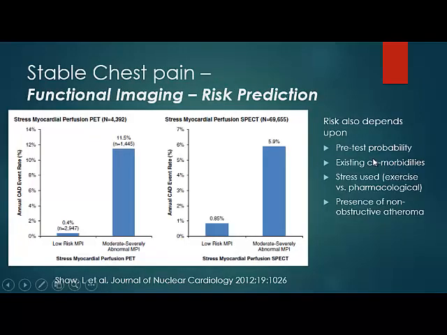Then in terms of prognosis with functional studies, this is data from nuclear imaging, showing that if you have a normal nuclear stress test, your chances of having MI is very low, less than 0.4%. But now new literature suggests that it is not as low as we thought it would be. It is dependent upon a number of factors like pre-test probability and coexisting comorbidities the patient may have, and also presence of non-obstructive atheroma.